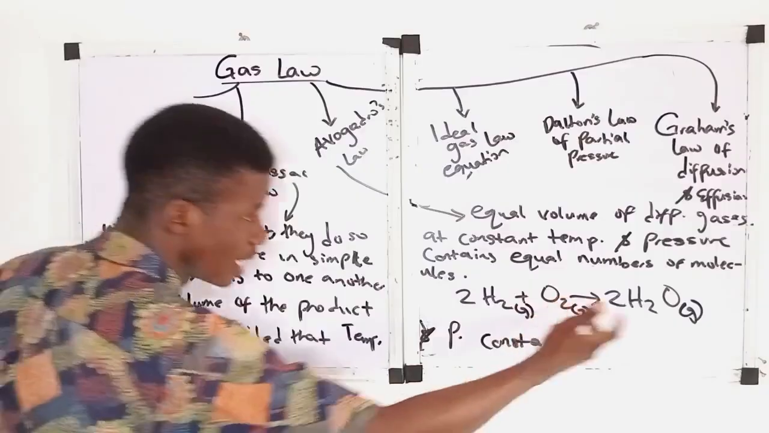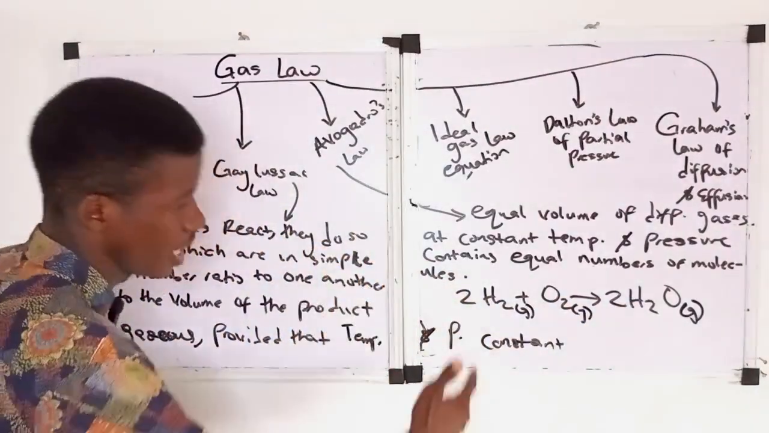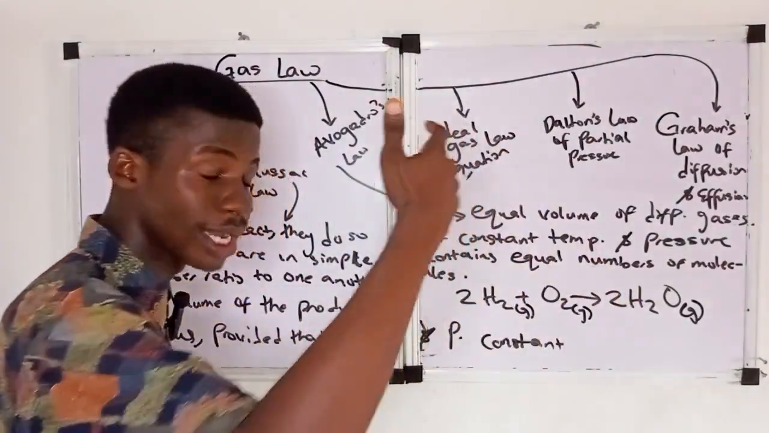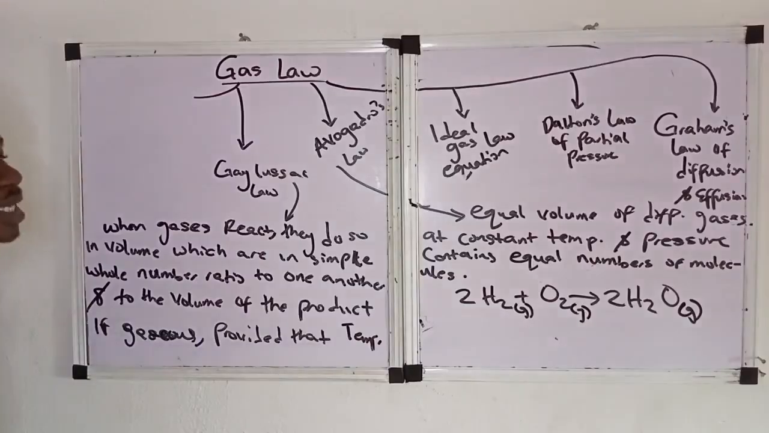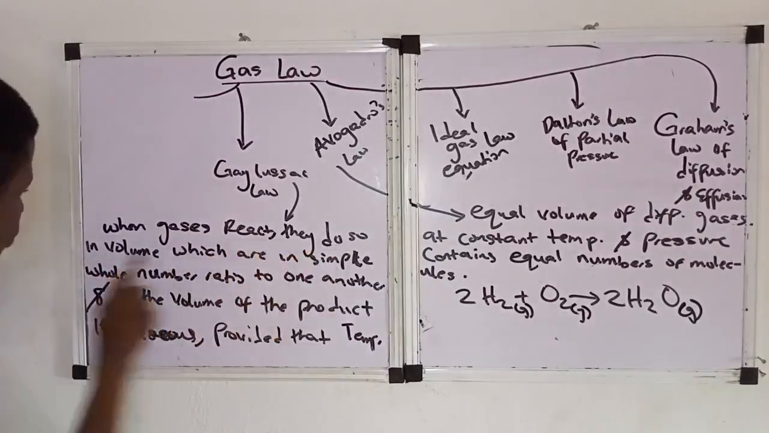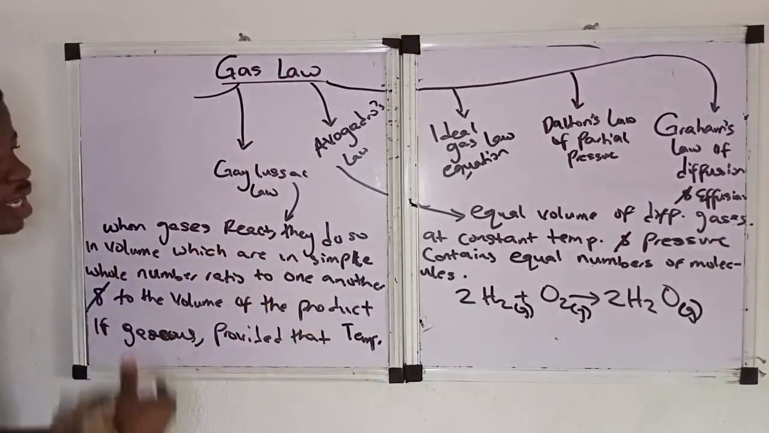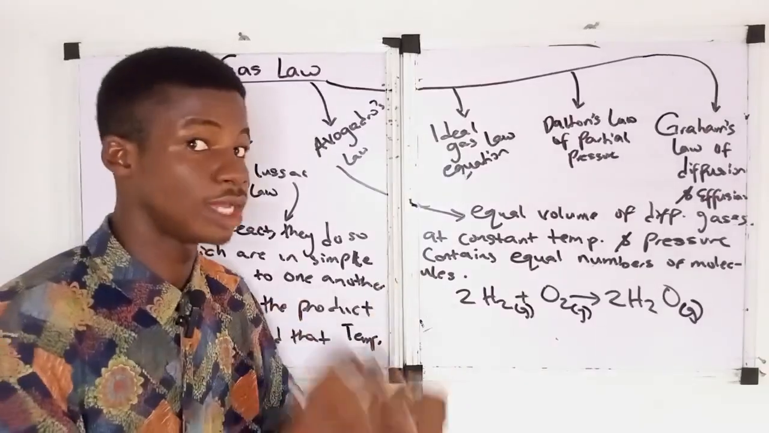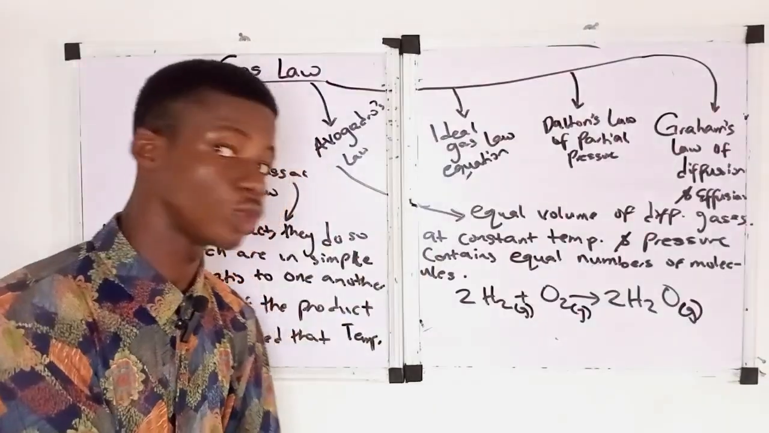So when gases react, the volumes with which they react are in whole number ratio, provided that temperature and pressure are constant. That is just it. They react in volumes which are in simple, whole number ratio to one another. So these gases, when they react, their volumes are in whole number ratio.